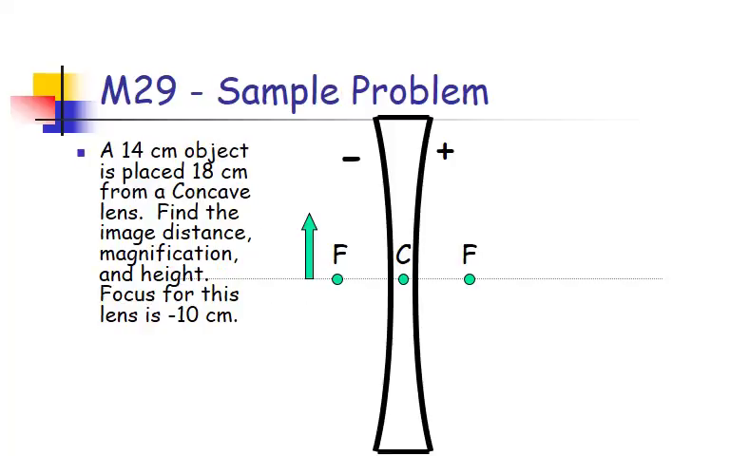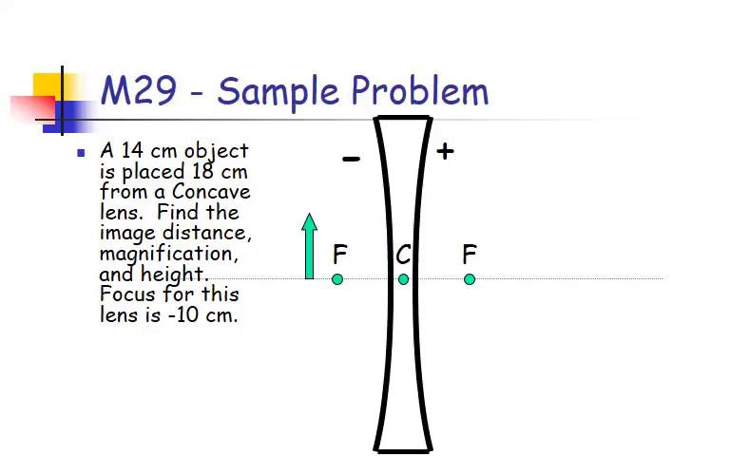All right, so let's go ahead and try this one. This is M29. We have an object placed from the lens, and we want to draw, calculate, and name. And so, yeah, I'll let you do this one. Go ahead and pause the clip and give this a try, and when you're ready to check, you can hit play to continue.